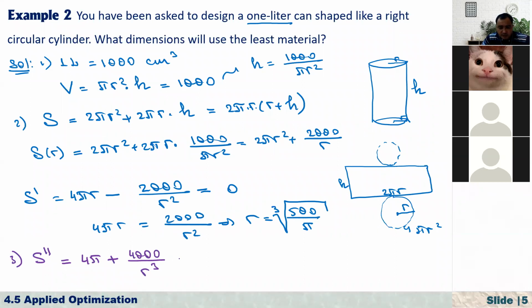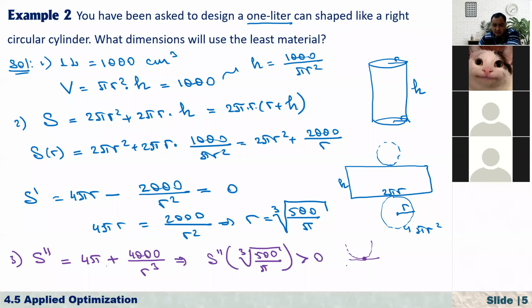Now if you evaluate this at this point, as you see here, it's a positive number. So S double prime at this value, the cube root of 500 over π, is 4π plus 4000 over a positive number, which is positive. That means at this point the function's graph is concave up. That's why it gives us a local minimum. So when r is equal to this and h is equal to that number, we will use the least amount of material.